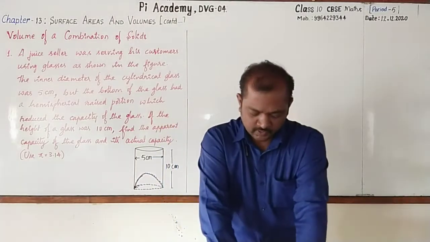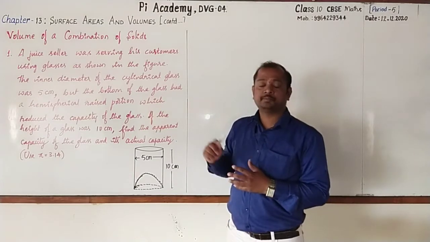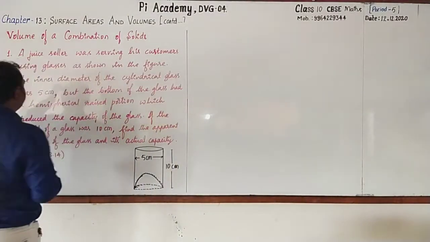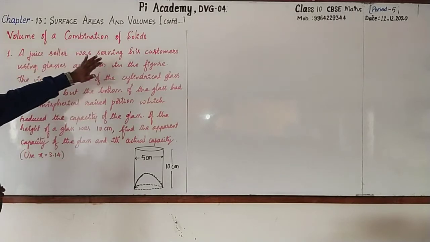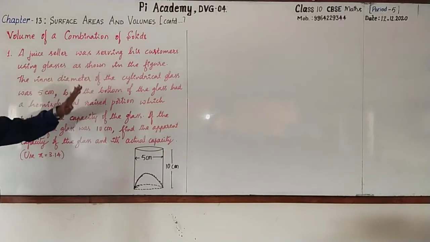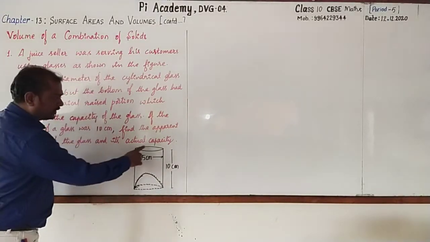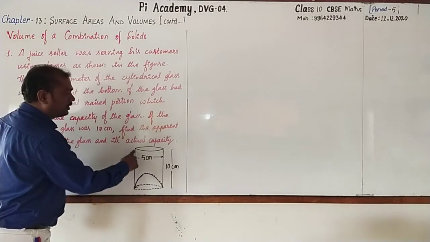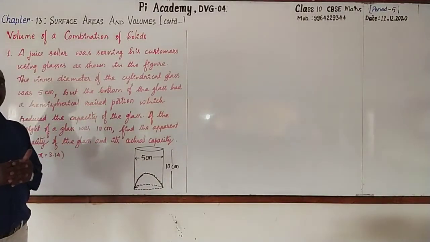So like this. Now here we have written one worked example. Please go through this. Very simple one. A juice seller was serving his customers using glasses as shown in the figure. See that? This is the figure. Now could you tell what is the shape of this figure? Very good. It is a cylinder. It's a cylindrical container.